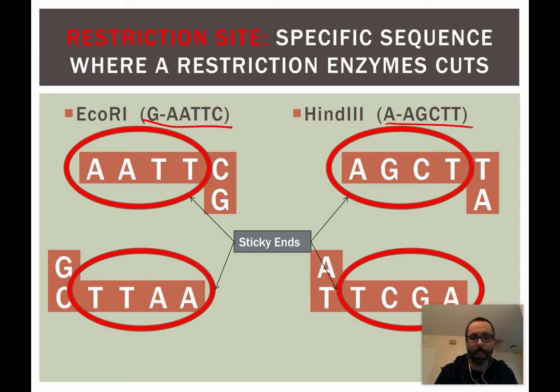It leaves these little overhangs that are sometimes called sticky ends, which means that these letters would like to bond with the complementary letters, and so they want to just go back together how they were, but we can jump in there in the middle of that process and make them connect to what we want them to connect to.